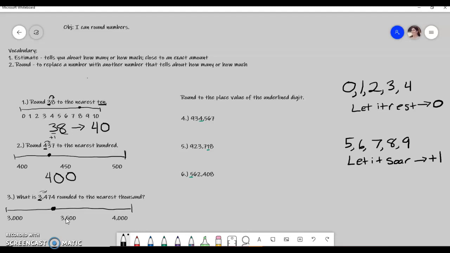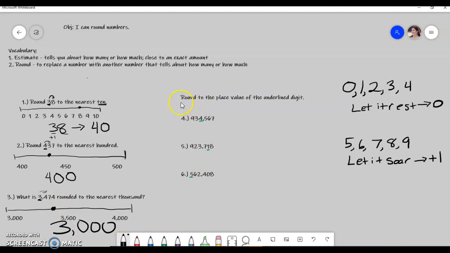So now the question is, is it going to round down to the nearest 1,000, or is it going to round up to the nearest 1,000? Well, that 4, if we go back over to our rules, 1, 2, 3, 4, we let it rest. So that means that 3,000 is going to stay the same, and everything after it, poof! Magical, it is a 0! So that means that 3,474 is going to round to 3,000.